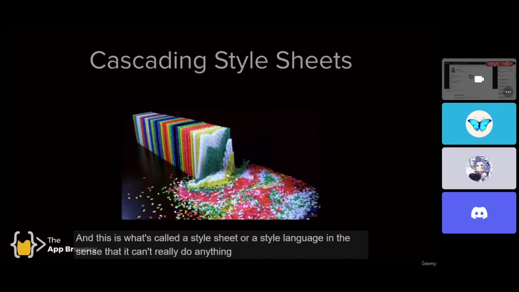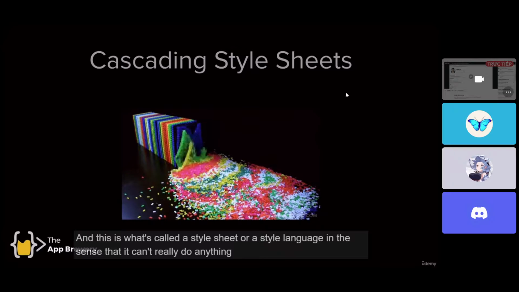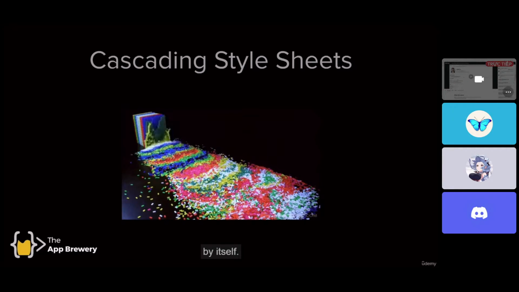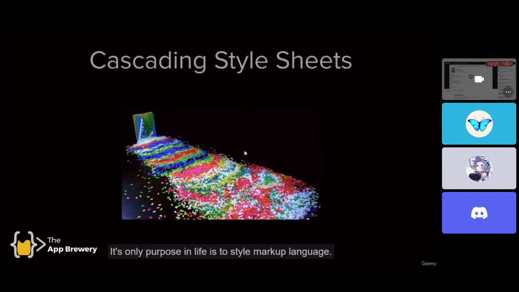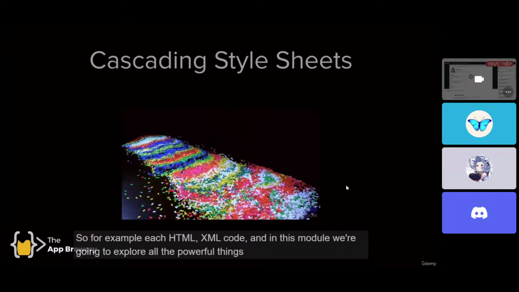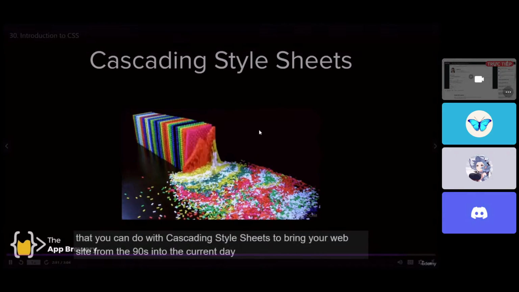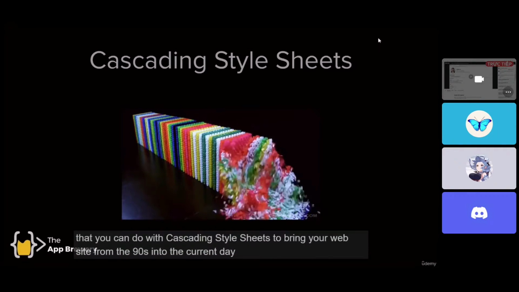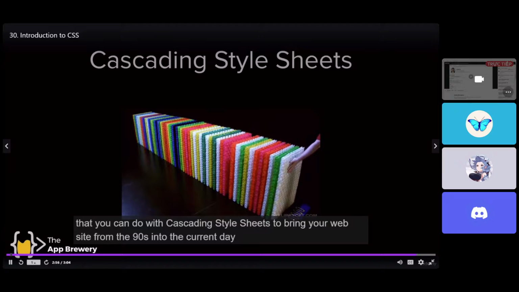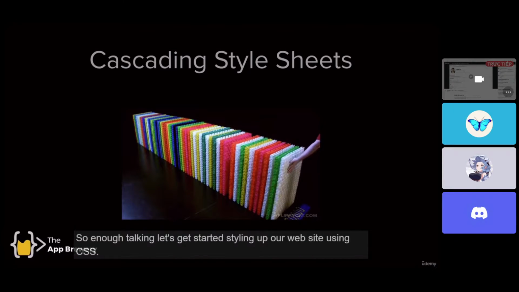And this is what's called a style sheet or a style language, in the sense that it can't really do anything by itself. Its only purpose in life is to style markup language, so for example HTML or XML code. And in this module, we're going to explore all the powerful things that you can do with cascading style sheets to bring your website from the 90s into the current day and age. So enough talking, let's get started styling up our website using CSS.